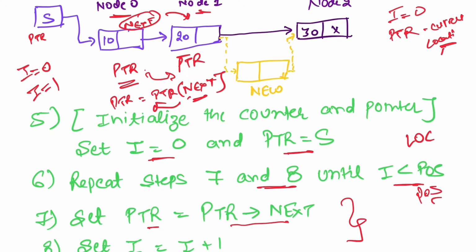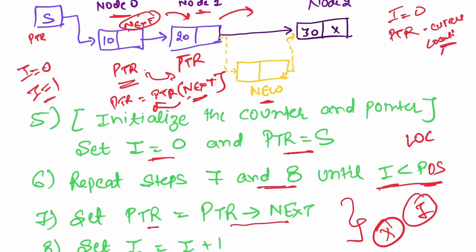Now the catch here is that I have to do these steps only if I is less than position. Here the position is 1 because I want to insert this new node after node 1. Now after this one step, I cannot move any further. So our loop will get terminated because this condition is not satisfied, and we will move to our next point.